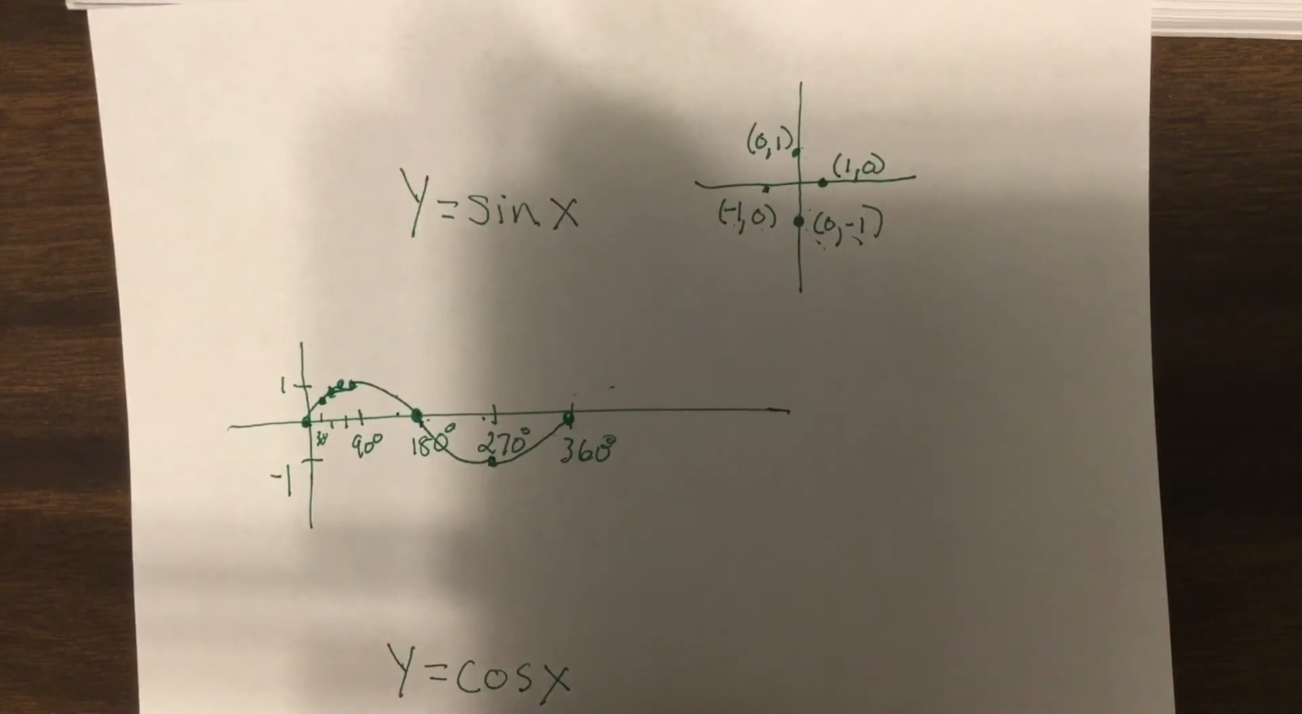Now again, if you break it up, cosine of 30 is about 0.9. 45 is square root of 2 over 2, about 0.7. And then at 60 degrees, cosine's a half.